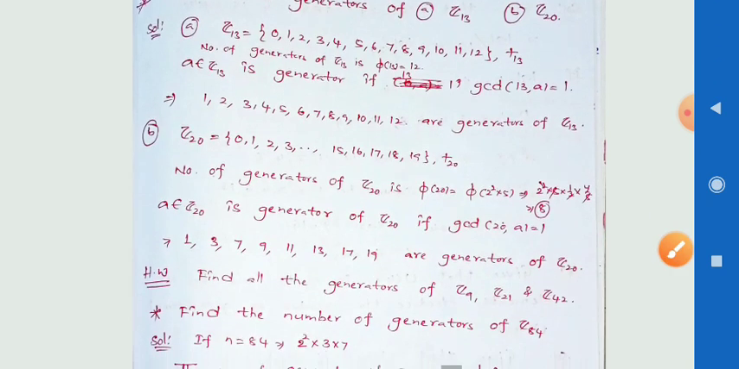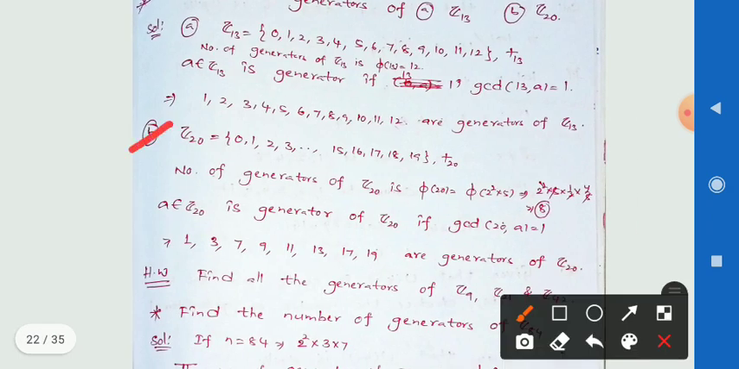And another problem, Z20. It means the number of elements are 0, 1, 2, 3, and so on up to 15, 16, 17, 18, 19, with addition modulo 20. Here, the number of generators of Z20, I am finding by using the Euler function.